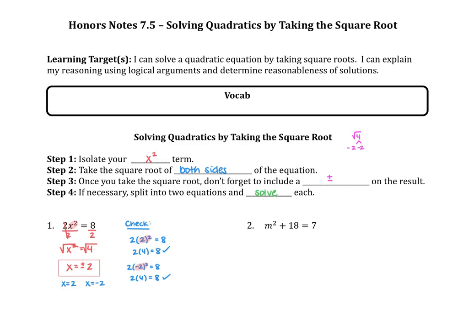Number 2, again, I want to isolate my m squared. So to do that, I have an addition of 18. So I'm going to undo that addition by subtracting 18. That's going to give me m squared equals -11. Now I can undo the squared by doing the square root. Now, if you try plugging that in your calculator, it's actually going to tell you error. This is no real solutions. Remember, you cannot take the square root of a negative number.